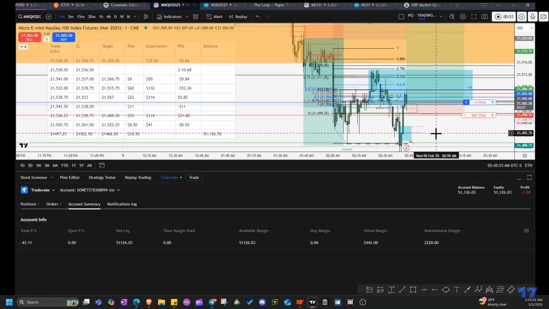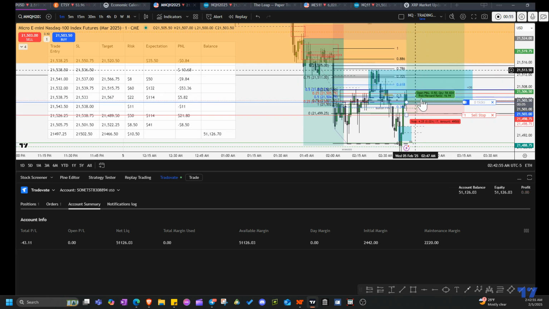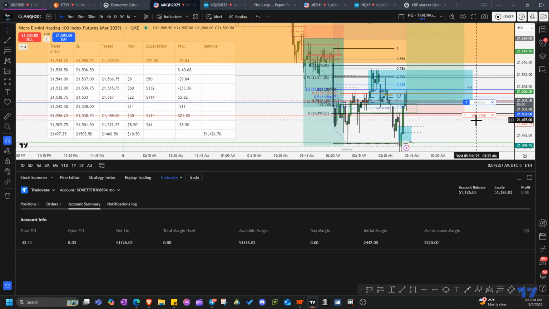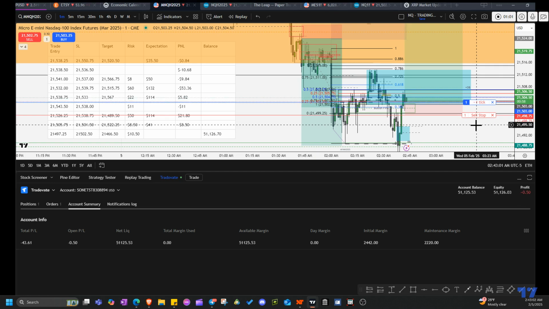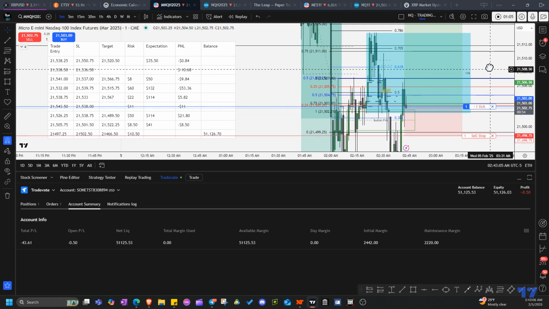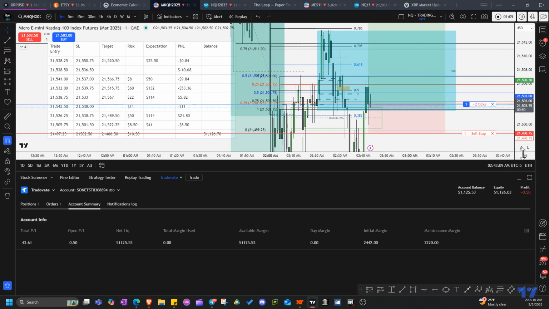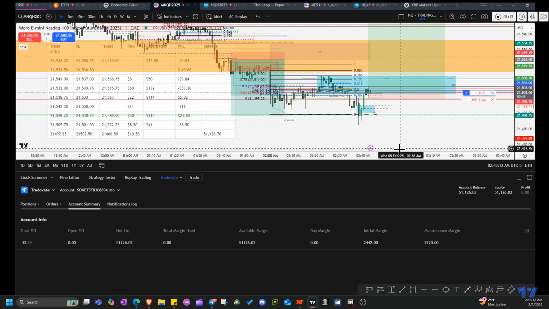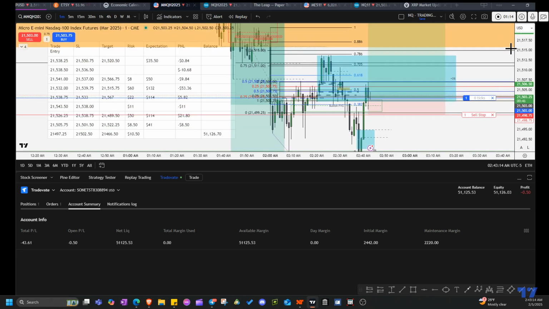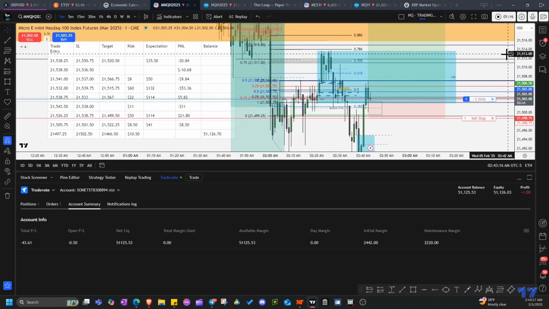So we'll see what happens. I want to see if we push higher quickly here. Could be wrong. This could have just been another manipulation to push price to the 50% level here. So let's see.